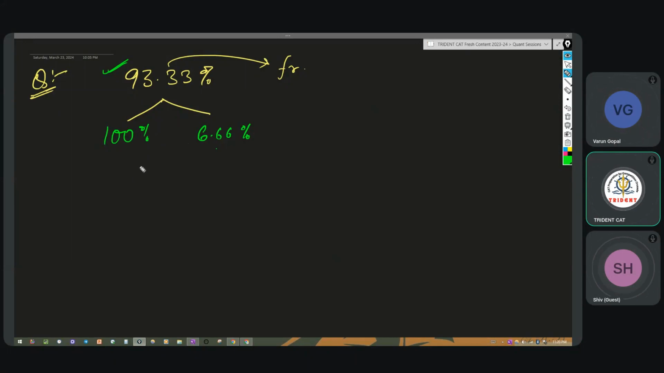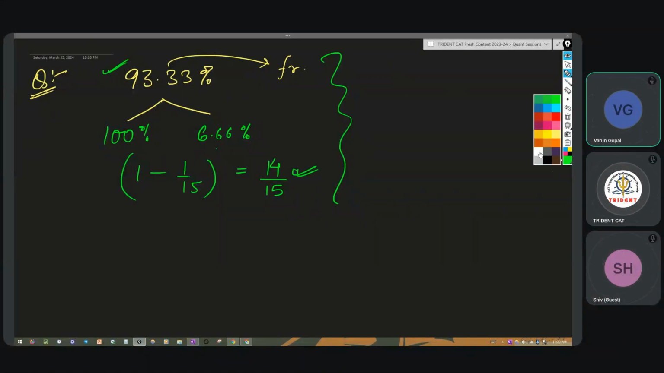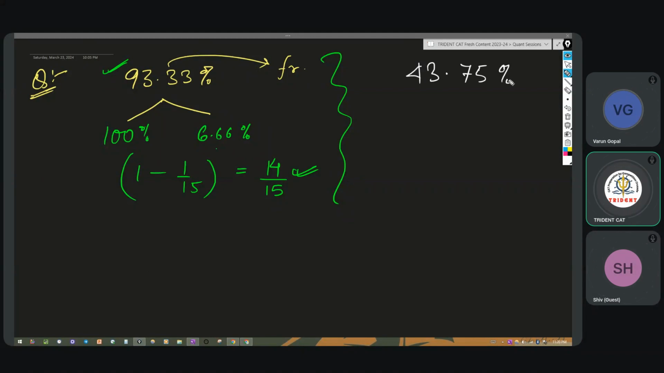So, 100 minus 6.67, which is 1 minus 1 upon 15, which is 14 upon 15. Correct. One last and that's it, just for the sake of practicing. 43.75.